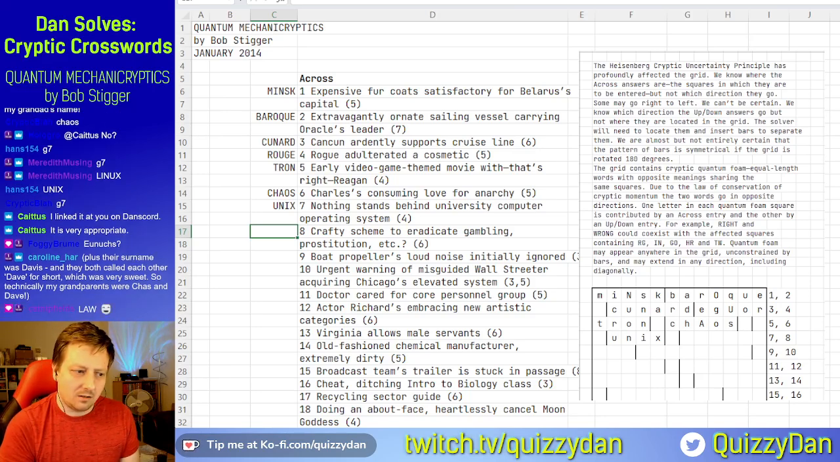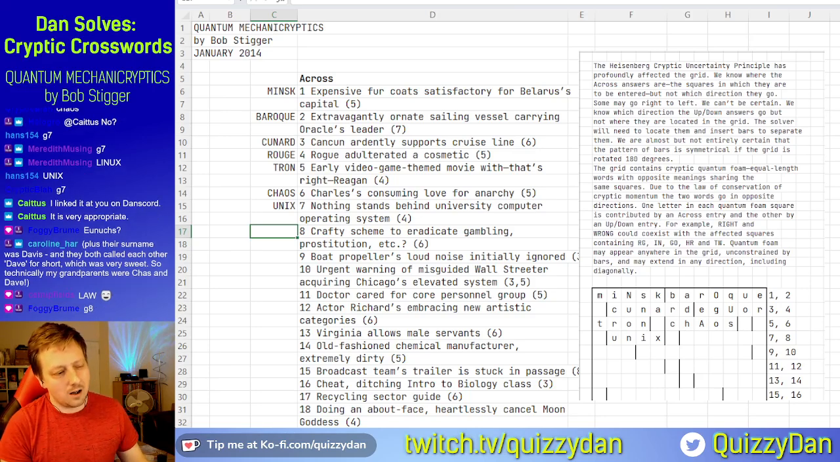But to eradicate gambling, prostitution, that's like sins. They're not, though, because they're legal. Well, they can be legal. They're legal in most places. Certainly the first one, anyway. And the prostitution, depending on where you are.